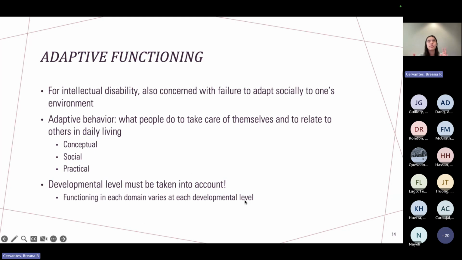So what does functioning look like for this particular age and developmental age range in one particular domain? So socially, am I expecting something that's out of the norm, or is it pretty reasonable given the child's age? So we're looking at conceptual, social, and practical.